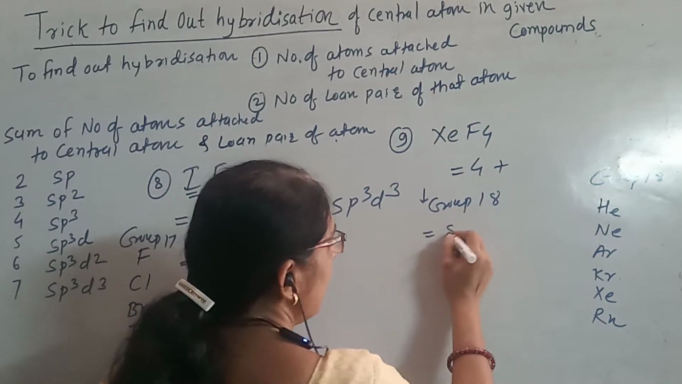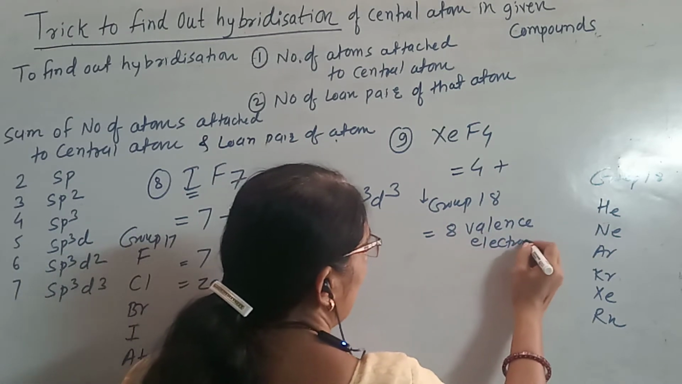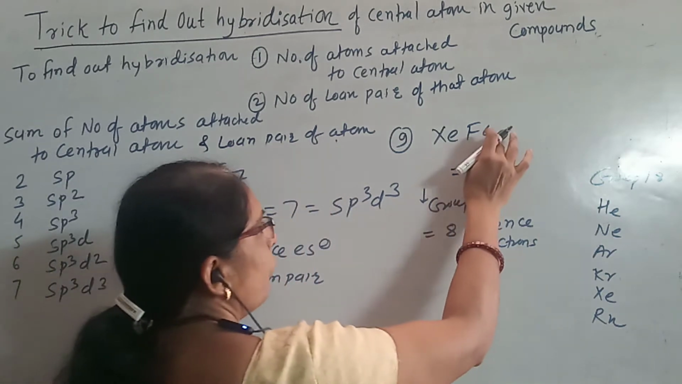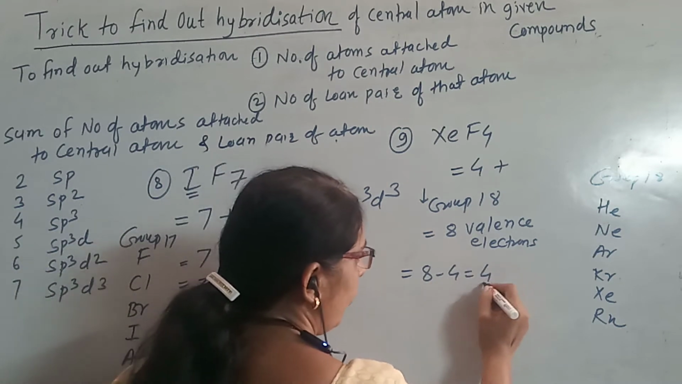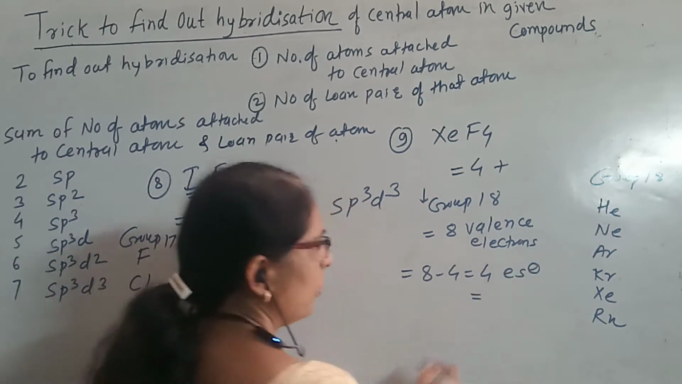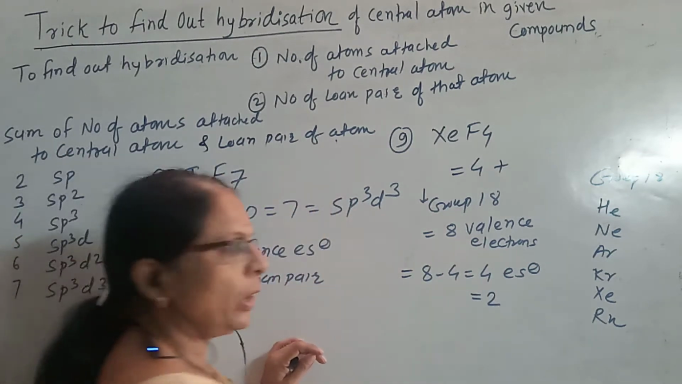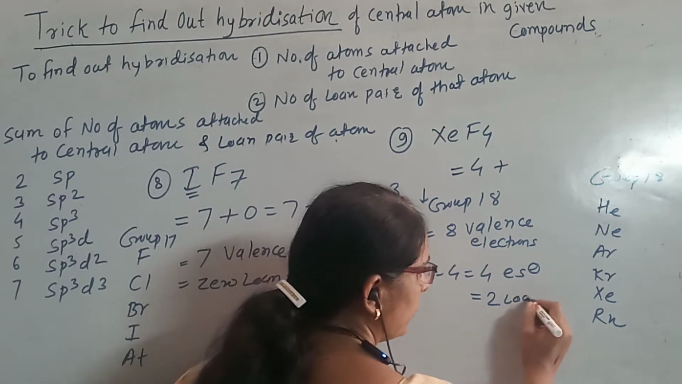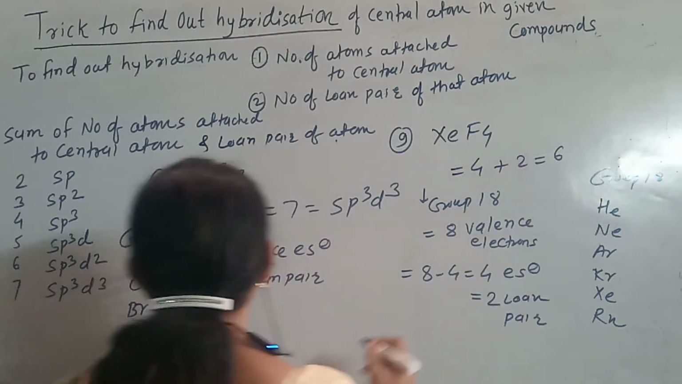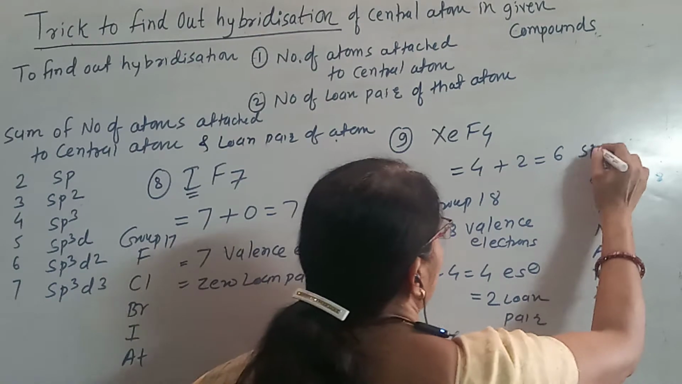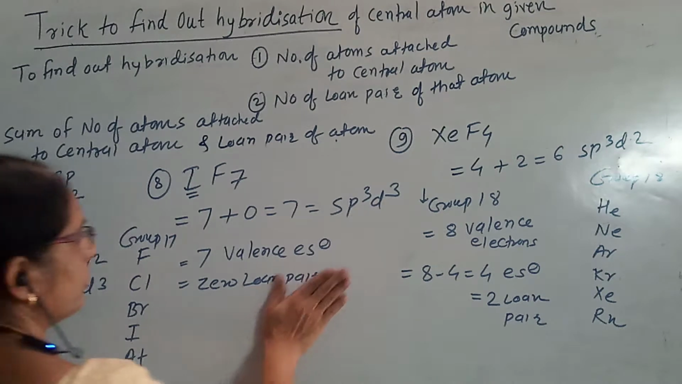Group 18 elements have 8 valence electrons. Remember, it has 8 valence electrons, and out of the 8, 4 are used with the fluorines. So 8 minus 4, 4 electrons remain. Now 4 electrons means 2 lone pairs. One lone pair is made up of 2 electrons. So 4 plus 2 is 6. 6 means it is sp3d2 type. Okay. So it is an example of sp3d2 type.